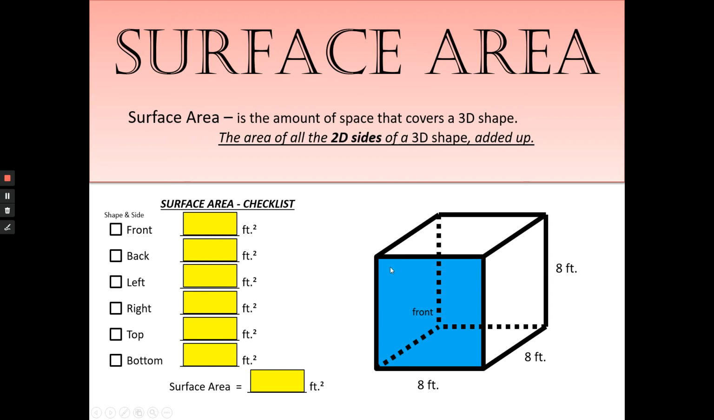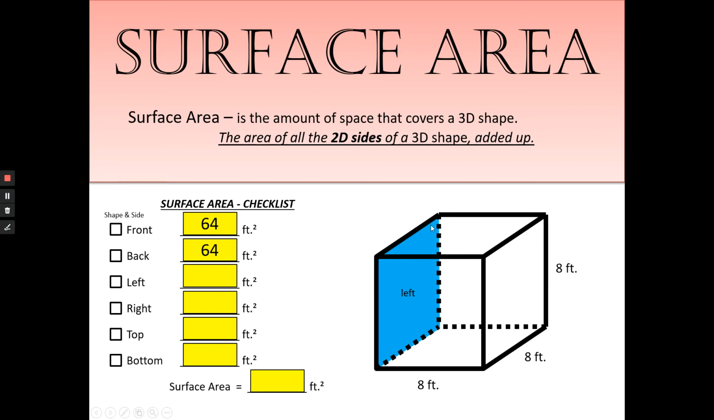So what's the area of this square going to be? Well, it's 8 times 8. It's going to give us 64. All right, let's take a look at the back. Back is just going to be the opposite location of the front. So that right there is going to be 8 feet. And then remember, all the horizontal lines are 8 also. So that's 8 times 8, and that's going to give us 64.